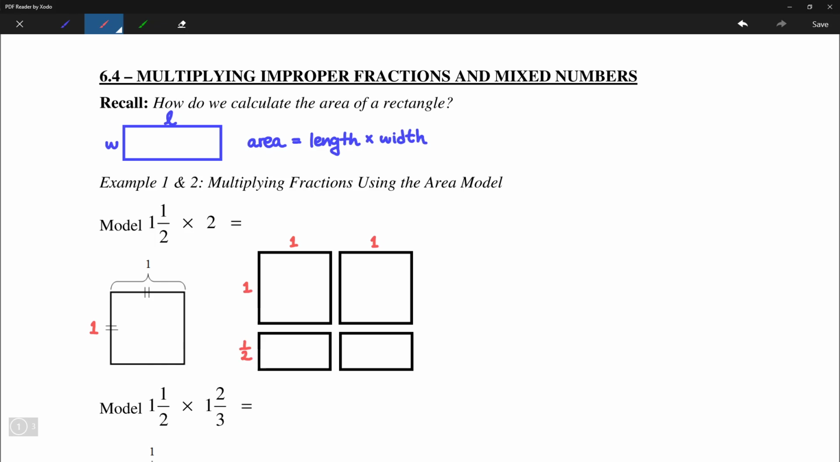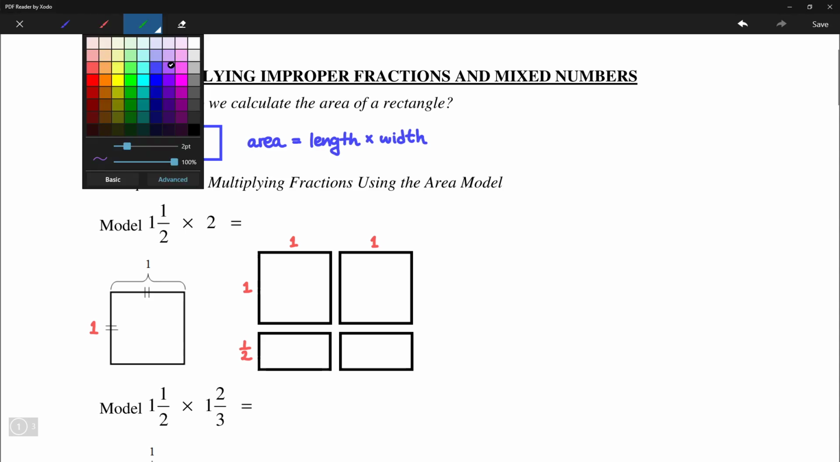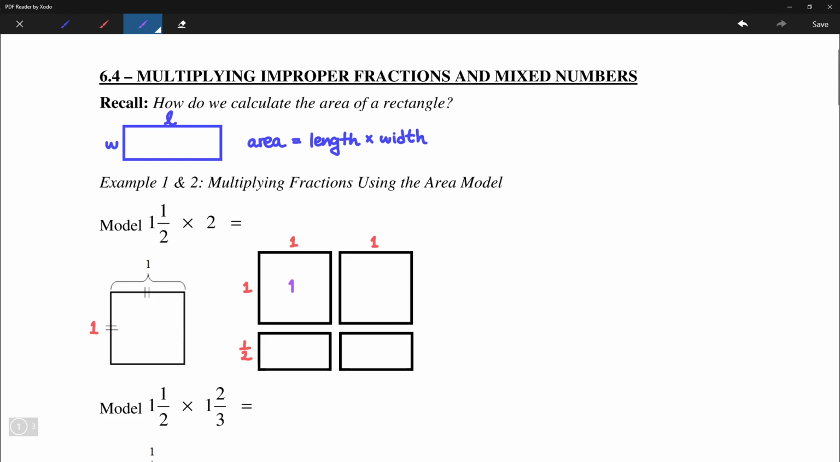What this allows us to do is to find the area of each individual part. So for example, we have 1 times 1, which makes this area 1. 1 times 1 again, so this area is also 1. And finally, we have 1/2 and 1/2 as the areas of the bottom two rectangles. So what we actually did here is multiply 1.5, which is on this left-hand side, the width, by 2, which is the length of this area.